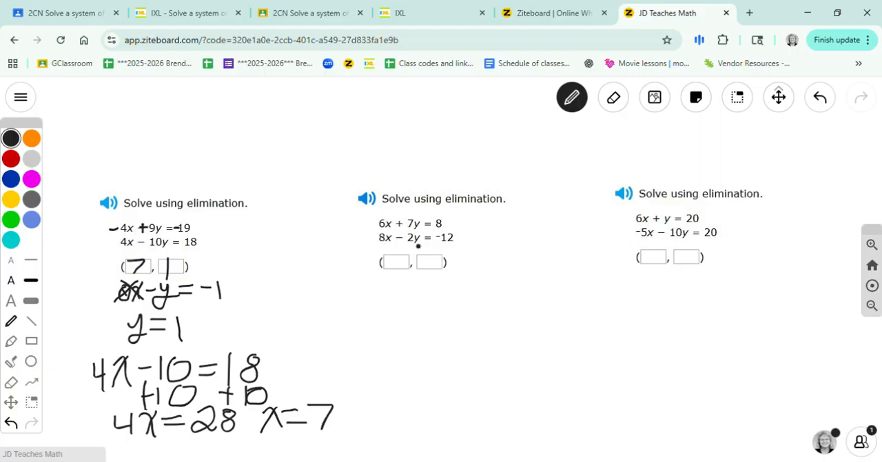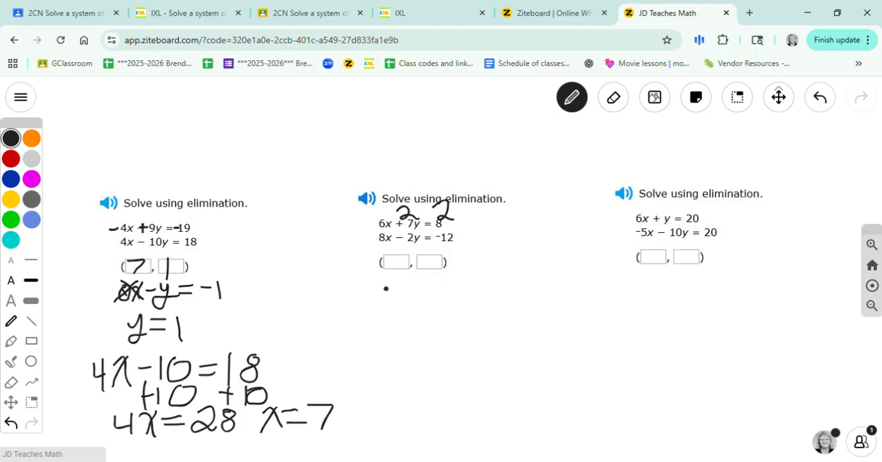I'm looking at this 7 and this 2. I think those are going to be easier to handle than this 6 and this 8, personally. We could totally do the 6 and the 8, but I'm going to do the 7 and the 2. So I want these two to either be opposites of each other, positive, negative, or the same. So I'm going to times both sides of the top equation by 2.